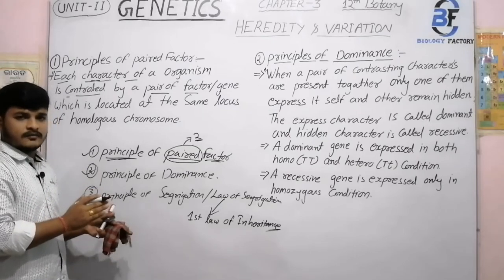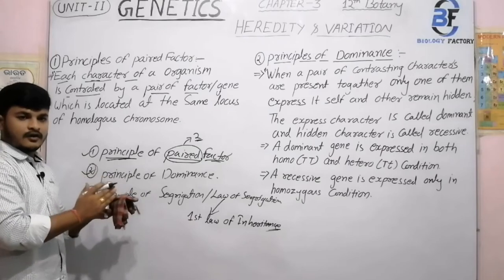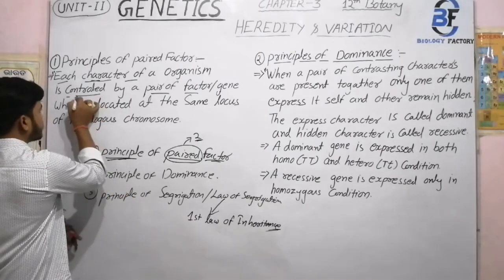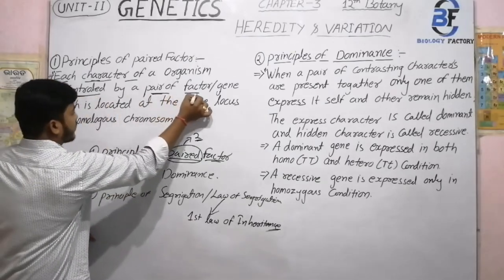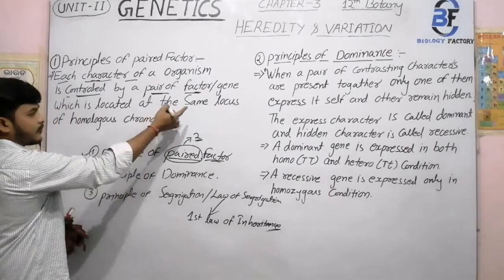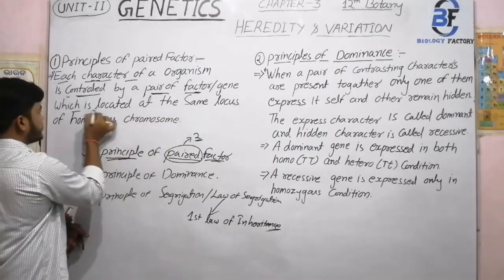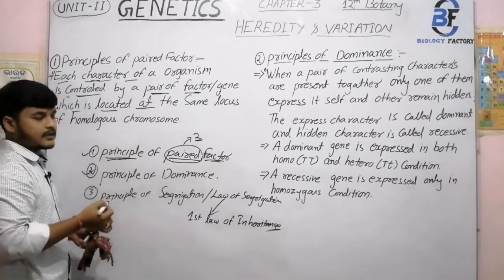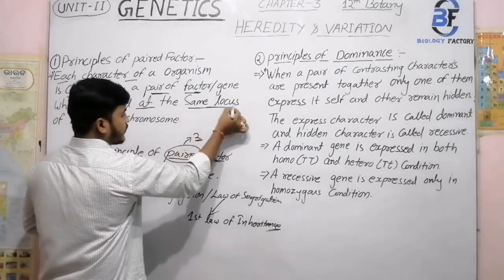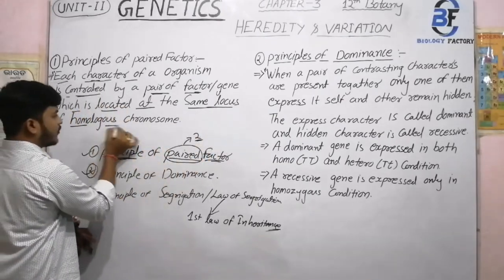It is not the intermediate thing, it is the opposite thing: tall, short. These are controlled by a pair of characters or a pair of factors or genes which are located at the same locus. Here is a new term: what is the same locus of homologous chromosome?